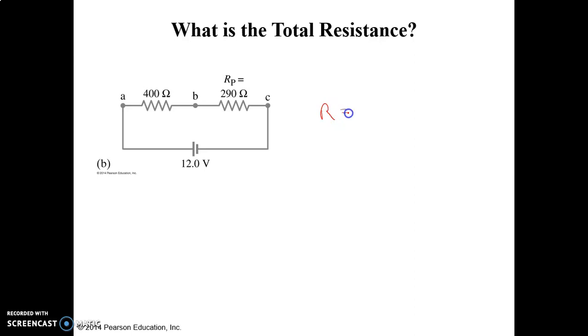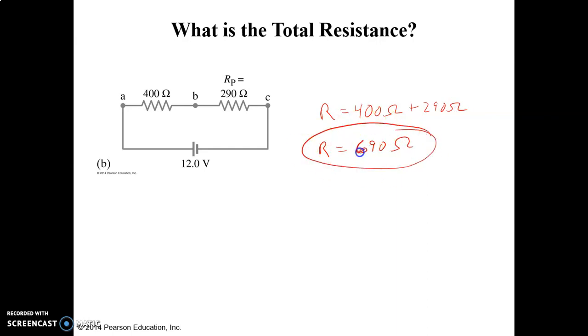So that means that my total resistance is going to be in series. We just add them up. So that means my resistance is 690 ohms.